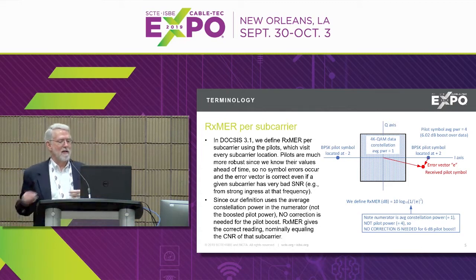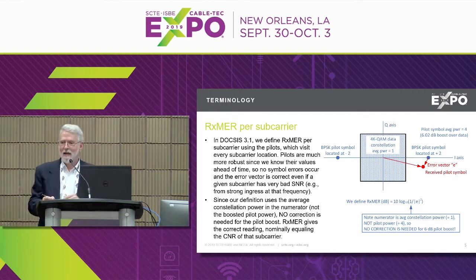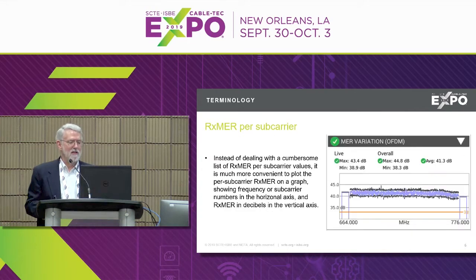Now, as you look at this, if we're using this in the numerator, then the only thing that goes in the denominator is the error vector, the little red arrow here. And that gives us the ratio we want. We take the logarithm of it, multiply by 10, and now we have the RxMER per subcarrier. No correction for that amplitude difference is necessary.